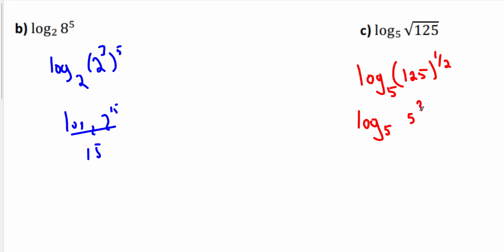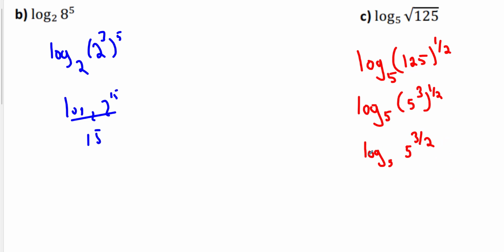So this is 5 to the power of 3, to the 1 half, right? And then you just multiply the exponents, so 3 over 2. And then log base 5, 5 just cancel out. The answer is just 3 over 2.